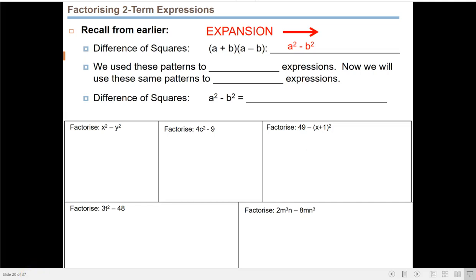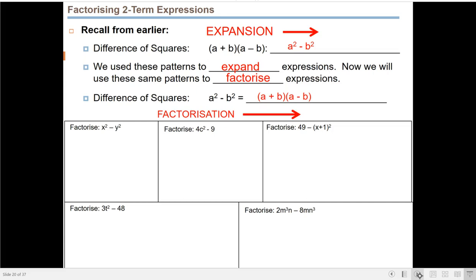Alright, guys, so we can use knowledge of that pattern to go the other way. We use these patterns to expand expressions, now we use the same patterns to factorize expressions. So if we see that we have a squared term separated from another squared term by a minus sign, we know that factorized is a difference of two squares. So a squared minus b squared will equal a plus b times a minus b. Okay, so let's do some of these on our own.